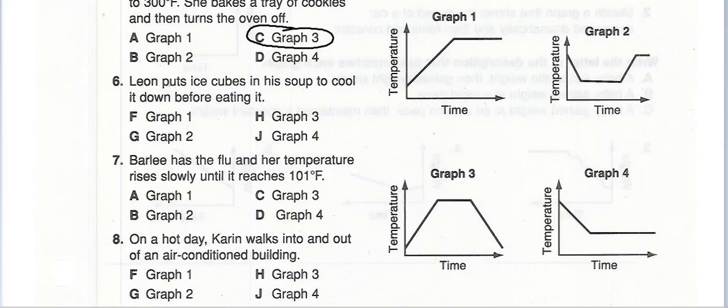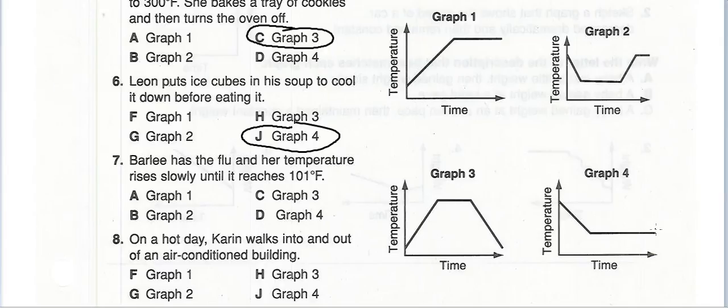So you should have paused it and you should have seen now that Leon puts ice cubes in his soup to cool it down before eating it. So I'm looking for something where it's going down and then it basically stays about the same temperature. So it's definitely not 1. And graph 2, it goes down, stays steady, but it didn't say anything about heating his soup back up. So it seems to be graph number 4 where the temperature goes down and then it stays pretty constant.